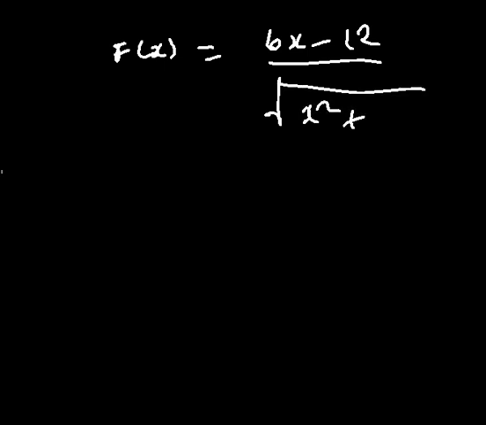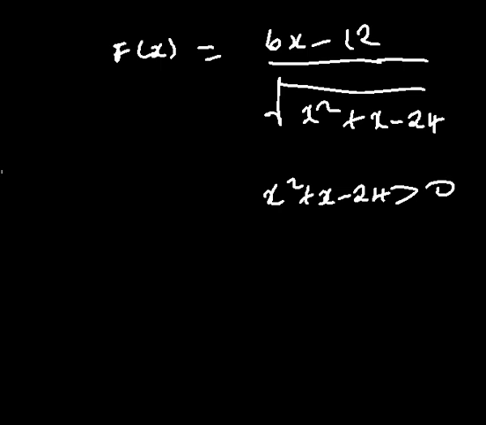And what if we have the function f of x is equal to 6x minus 12 divided by the square root of x squared plus x minus 24? How do you think we can find this? The principle means the same. x squared plus x minus 24 should be greater than 0, and you can take it from there.